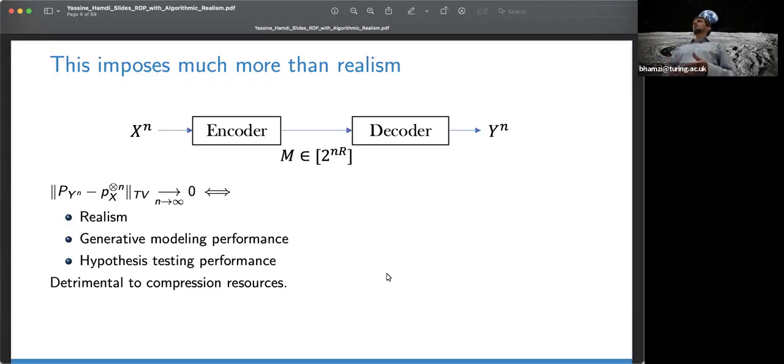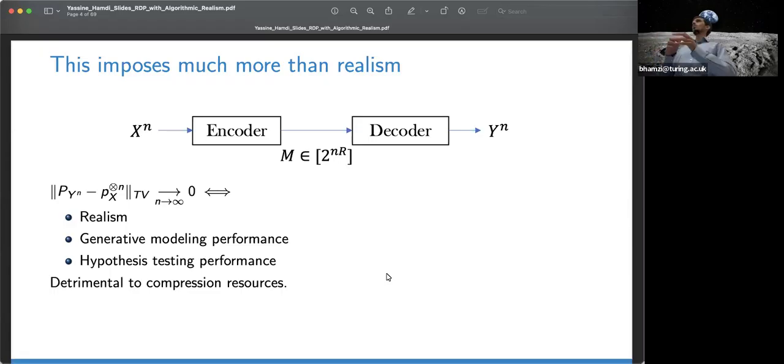And the question is then, do we really need our compressor and decompressor to act as a great generative model? This is essentially what is required. And second thing, maybe in other words, do we really need to be able to fool the best mathematical hypothesis test between these two distributions? Because we know that this performance is directly related to the total variation distance. So do we really need all of that?